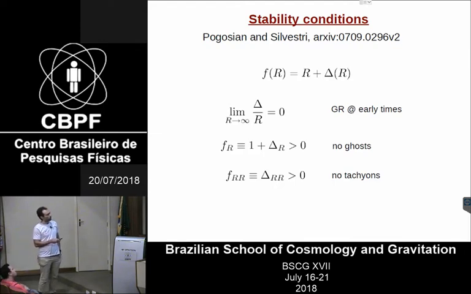We'd like to have the first derivative of F to be positive. Actually, it comes because when we write the modified Einstein's equation, we can divide by F sub R, and then negative F sub R would imply a negative effective Newton's constant. We want gravity to be attractive, so we want the first derivative to be positive. And there is another constraint, which I'm going to talk about later on. The second derivative should be positive, otherwise we would have negative squared mass.